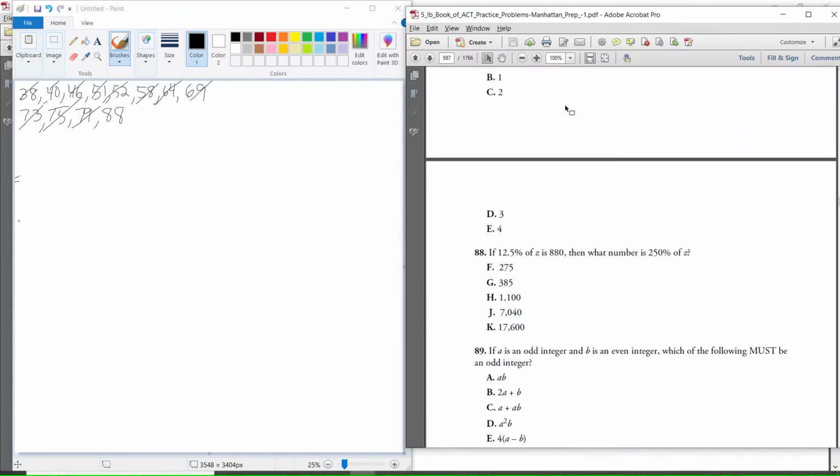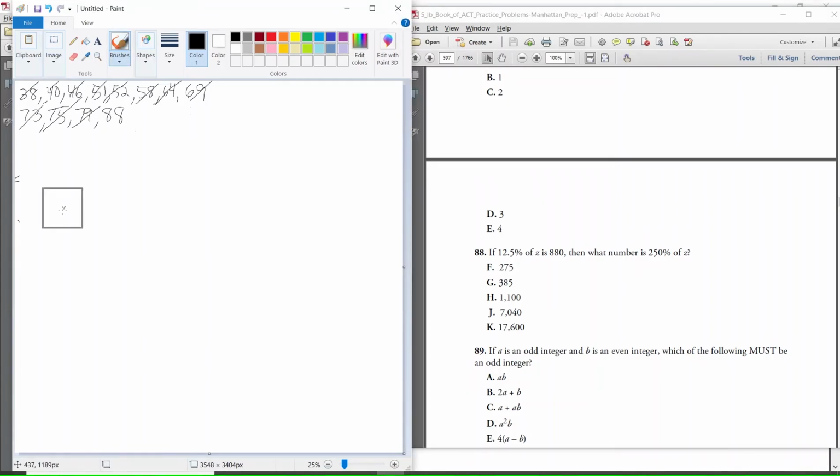88. If 12.5% of x is 880, whenever you see of something, some percent of something, it means multiplied. So 12.5, you divide it by 100 to get the number. 0.125 times x equals 880. So remember, when we're talking about word questions, of means multiply. Some percent of something means multiply them. So 0.125 times x equals 880. Then what number is 250% of x?